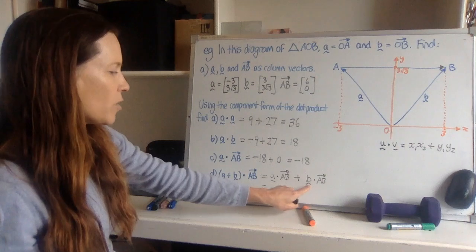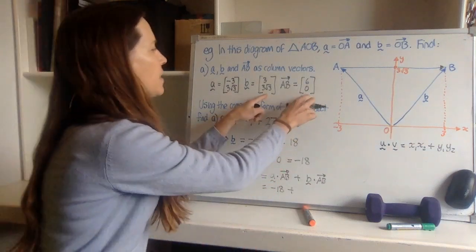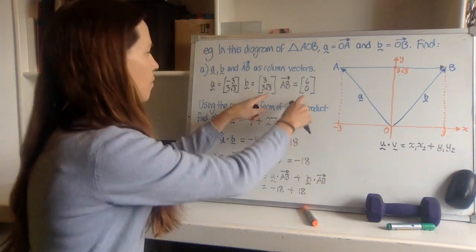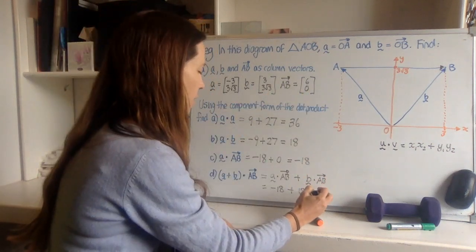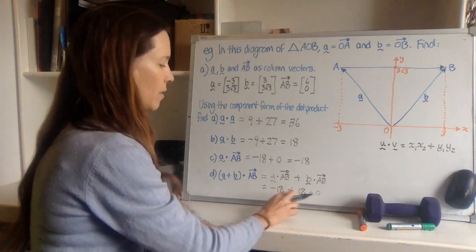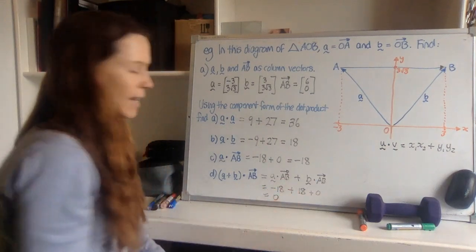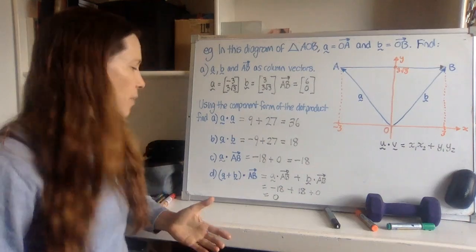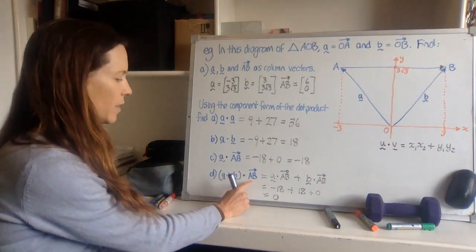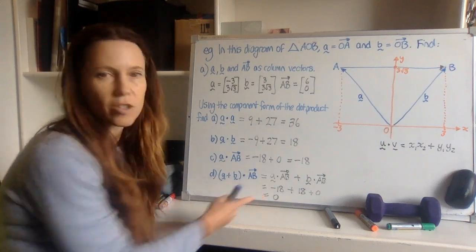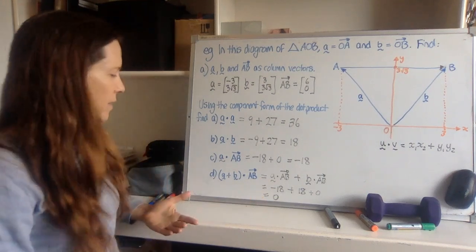And this part we need to do b dot ab, so that's these two. So again, multiply the x's, and we get 18. Multiply the y's, and we get 0. And now we've got negative 18 plus 18, and we're going to get 0. Now, this should be a red flag. What does this mean? It means that this vector and this vector are perpendicular to one another. So when you get this solution, just check that that looks right and that does actually make sense.